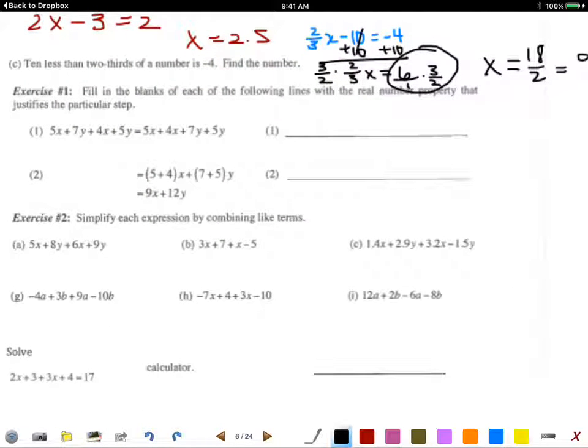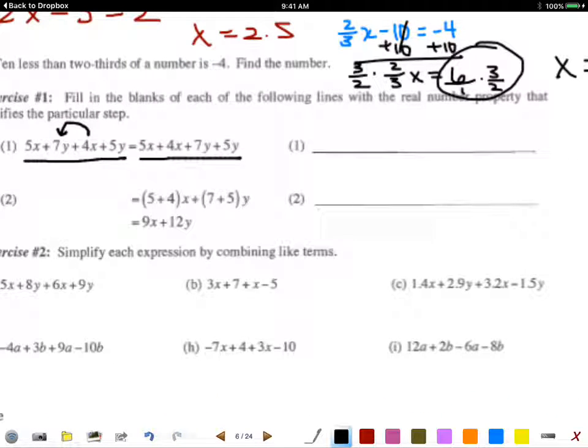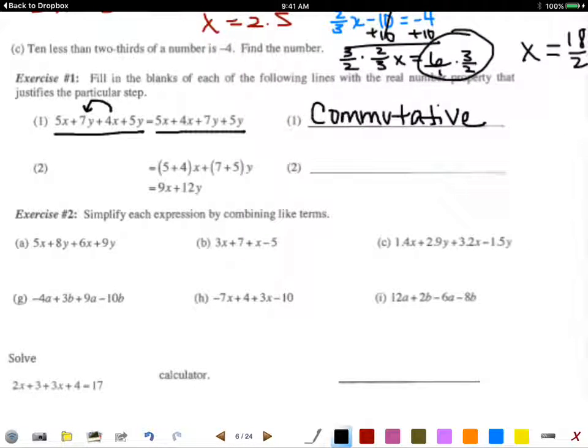Okay, let's look at exercise number 1. Fill in the blanks of each of the following lines with the real number property that justifies this particular step. So look at what we have here. We have this, and then now it's said equal to that. What property would that be? The commutative. Notice that the 4x is switched here with the 7y. So that's the commutative property. Good. Okay, what about the next one? That is the distributive property.